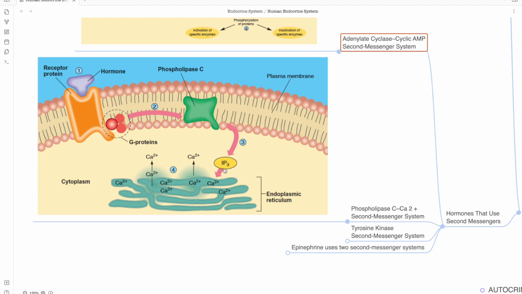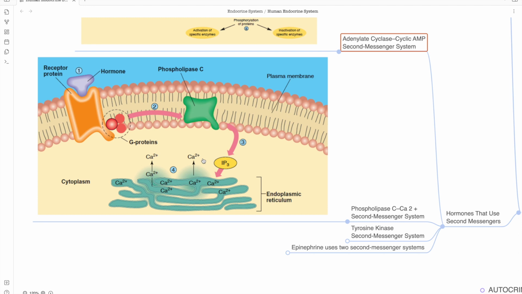Now what is the role of this inositol triphosphate? This inositol triphosphate will come and interact with the endoplasmic reticulum, or we can say the sarcoplasmic reticulum. We know that the endoplasmic reticulum is actually the bag where the calcium ions are stored, and IP3 opens the channels for calcium efflux. So calcium will come out of the endoplasmic reticulum into the cytoplasm and will have its effect.